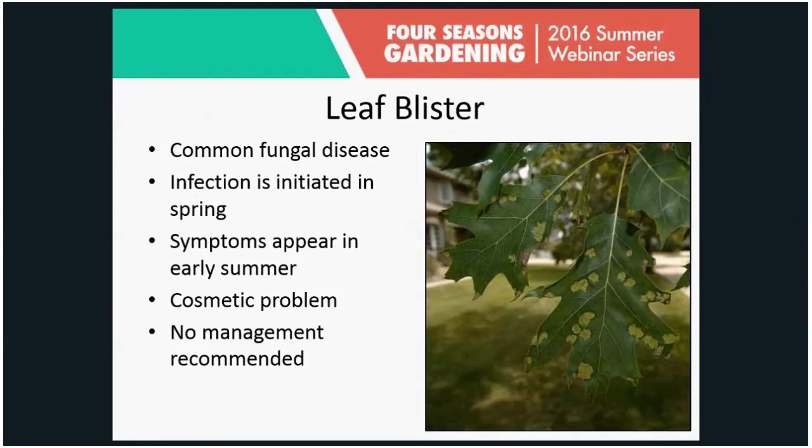Leaf blister is a very similar disease in that it's a common fungal disease. Infection is initiated in spring, but symptoms don't appear until the summer. And again, it's considered a cosmetic problem. Leaf blister is closely related to plum pocket.